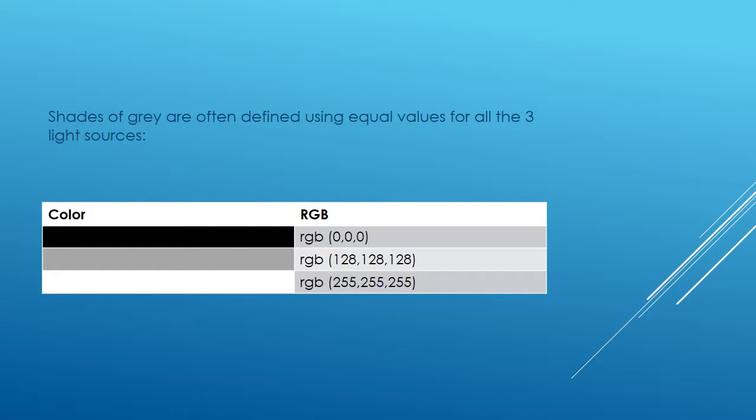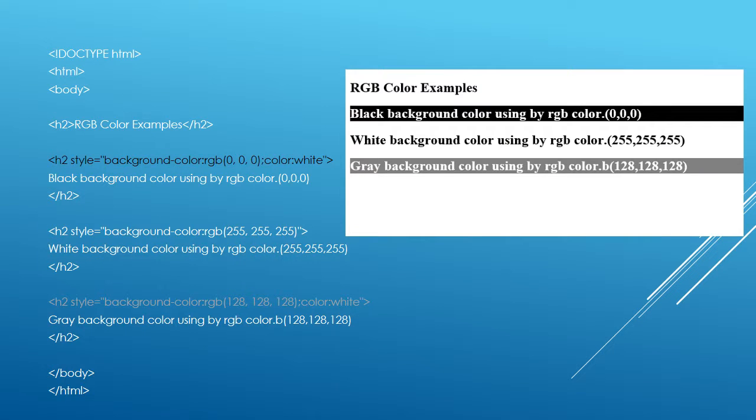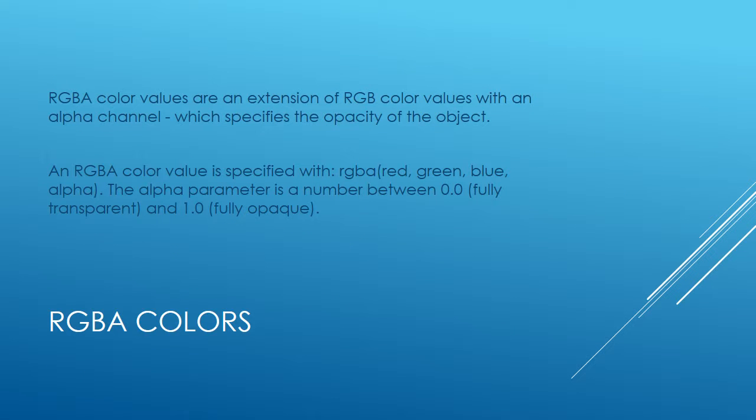Shades of gray are often defined using equal values for all the three light sources. Here is an example of using RGB color values as background. RGBA color values are an extension of RGB color values with an alpha channel, which specifies the opacity of the object. An RGBA color value is specified with rgba(red, green, blue, alpha). The alpha parameter is a number between 0.0, fully transparent, and 1.0, fully opaque.